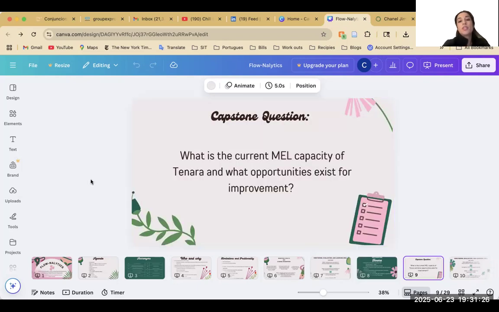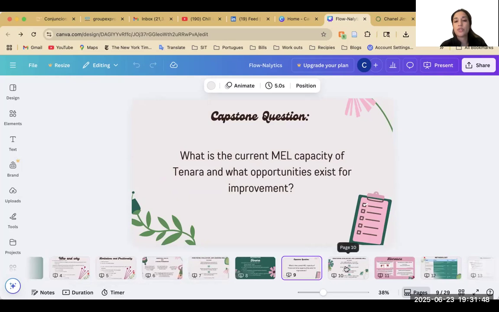And so that leads me to my question: What is the current MEL capacity of Tenara and what opportunities exist for improvement? That was my question. I think I needed just one question to focus on. If I started thinking about a lot of questions, it's overwhelming, I think, to have a lot of questions in front of you, so I chose just one.